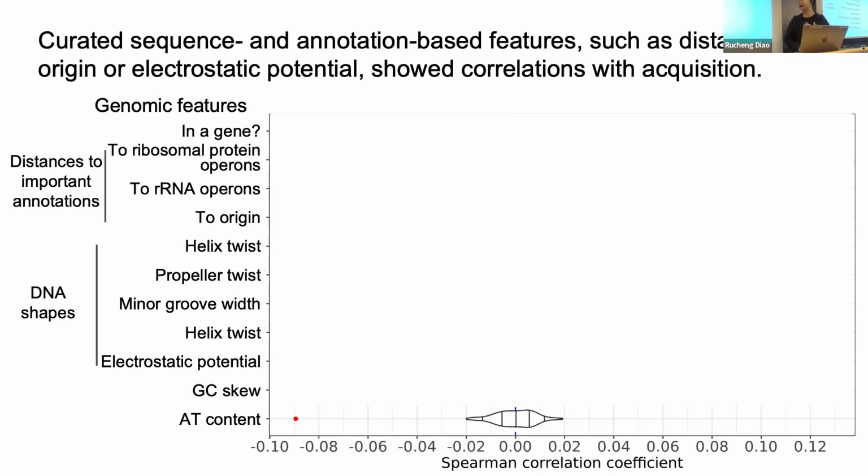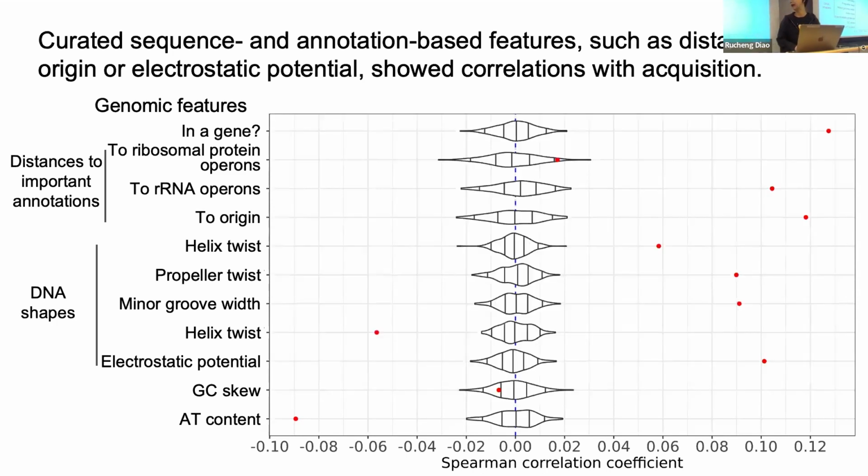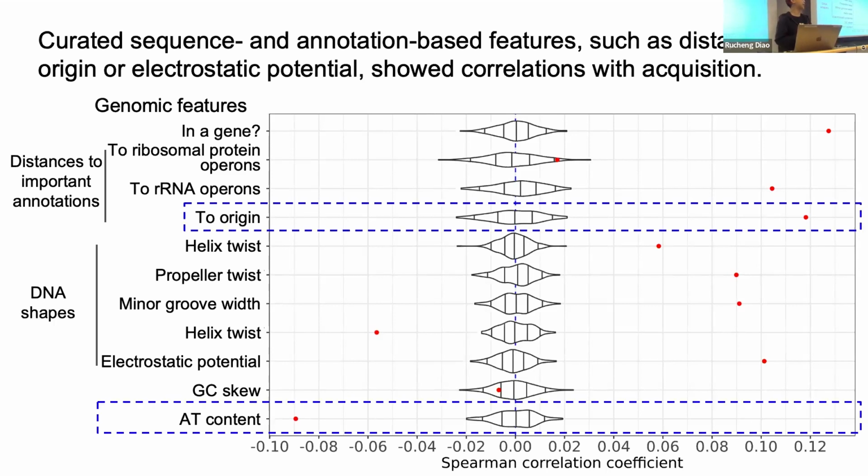We can see that in this example of AT content, there's a small correlation, but it's robustly away from what we expect as the baseline. Similarly, we do that for the rest of the features, and many of them, for example the distance to the origin, have a modest correlation that is robust.